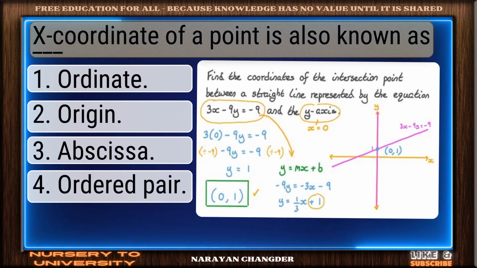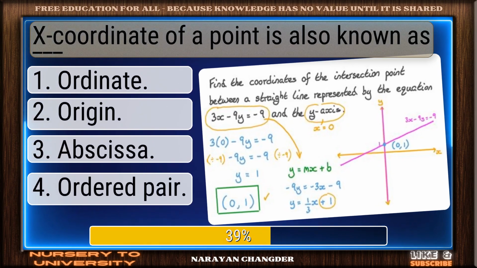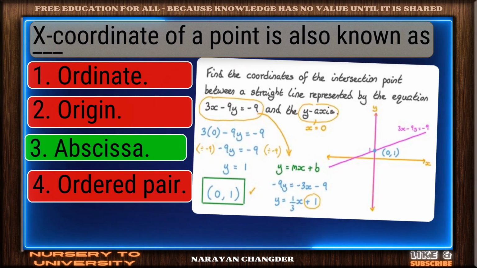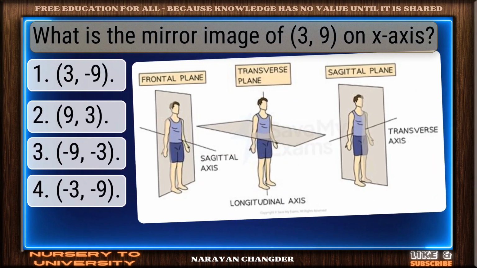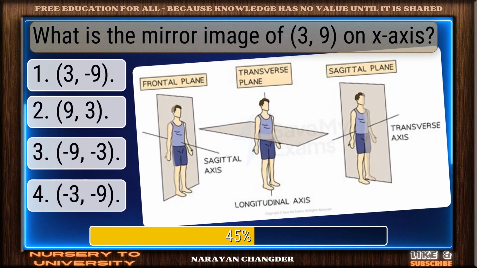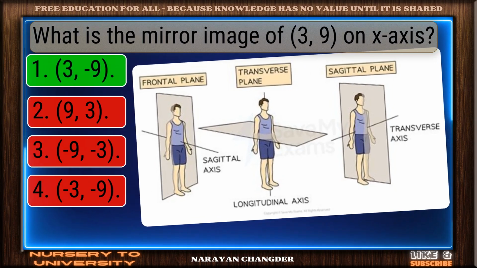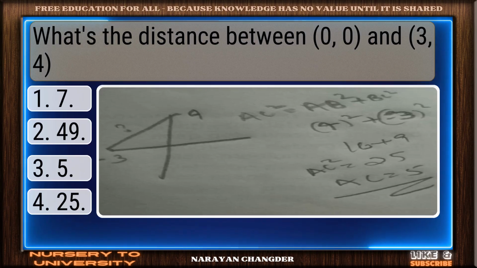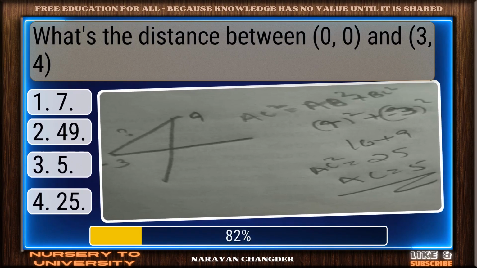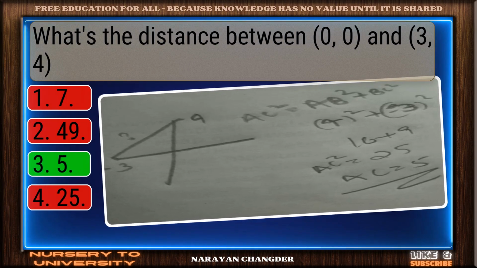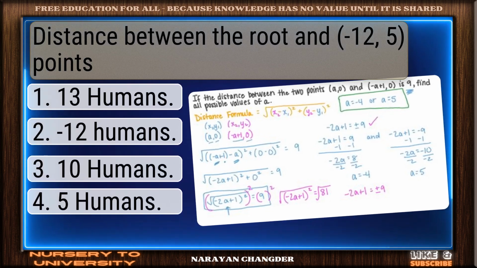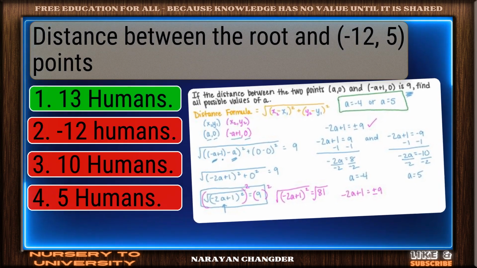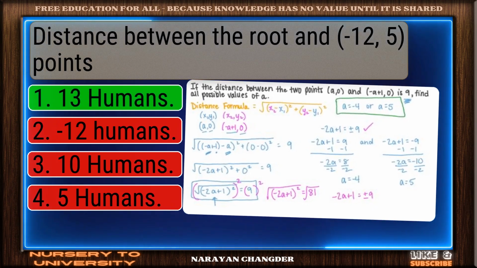X-coordinate of a point is also known as dash. Great job. Abscissa is accurate. What is the mirror image of the point on x-axis? Clear logic is sound. What's the distance between the points? Perfect. 5 is the one. Distance between the points. You chose 13 units, correct?